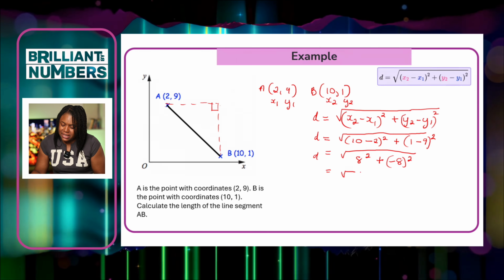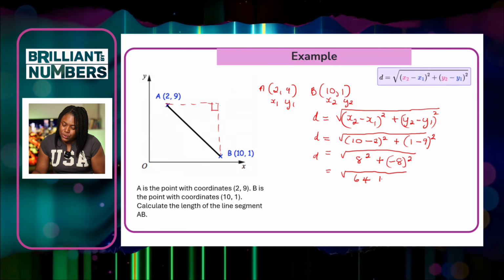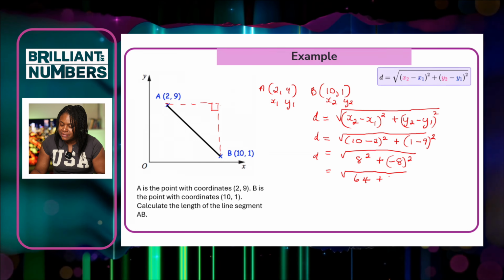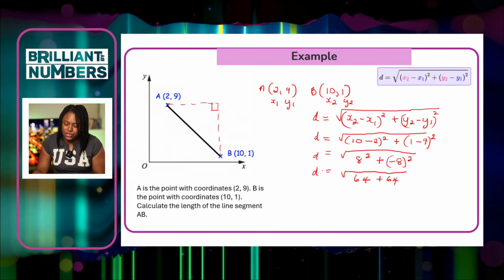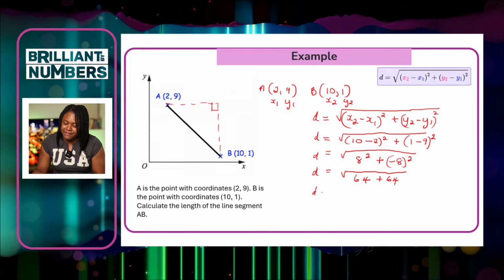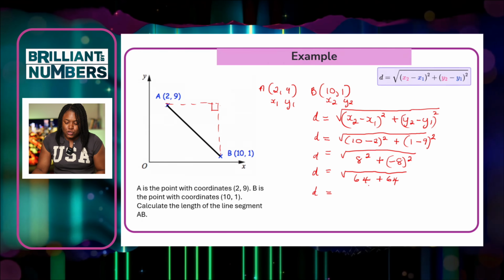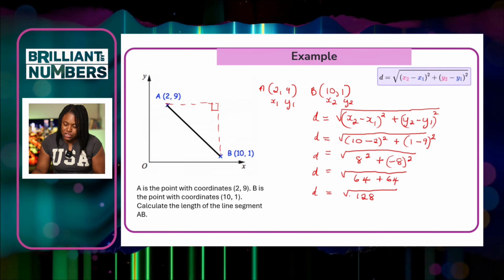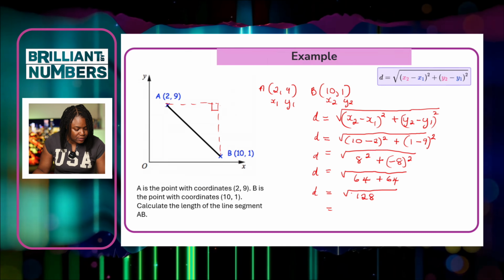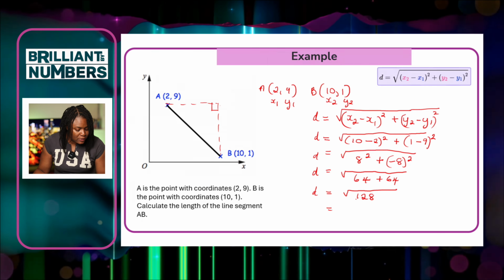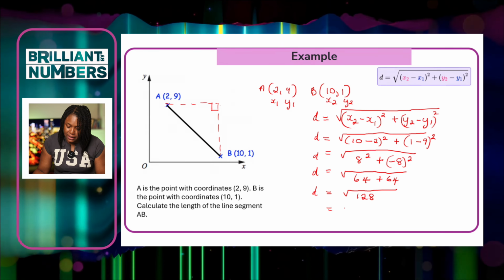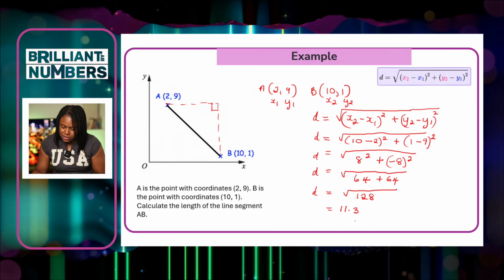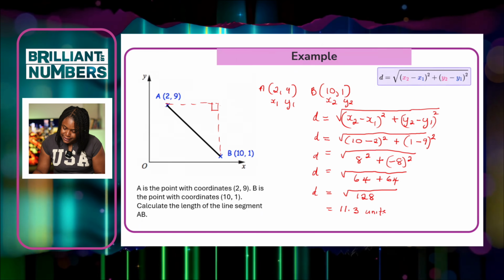So we know 8 times 8 gives us 64. Also, negative 8 times negative 8 also gives us positive 64. Now what we need to do is to add them together and then find the square root. So 64 add 64 is 128. So we're just going to put that in our calculator. What is the square root of 128? That's equal to 11.3 units. Let's just say units since it's a Cartesian plane.